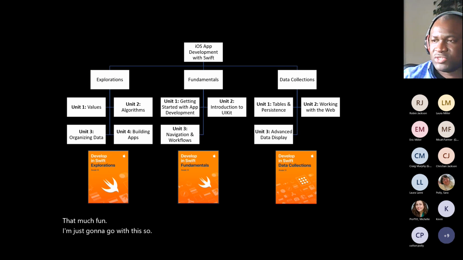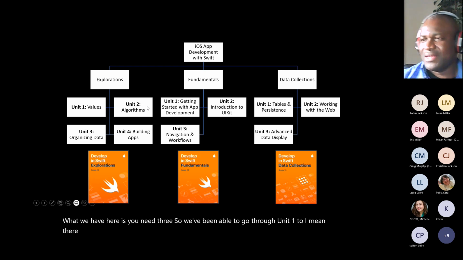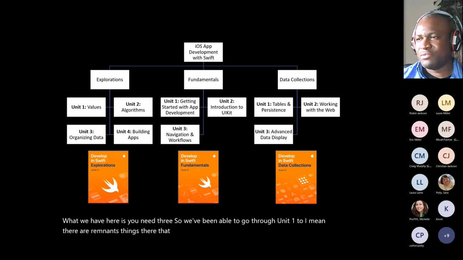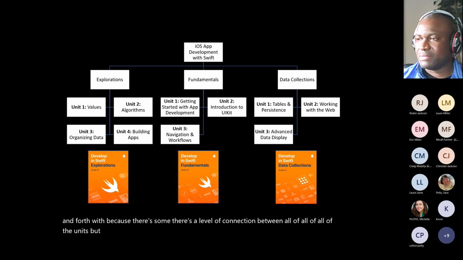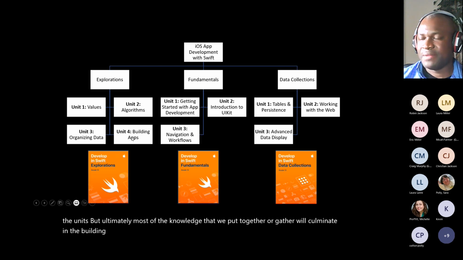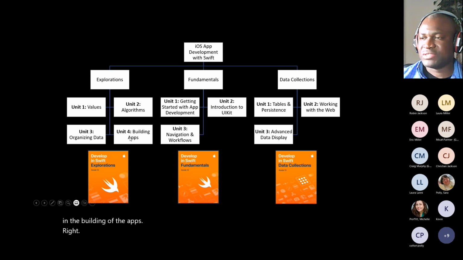So what we have here is unit 3. We've been able to go through units 1 and 2. There are remnants there that, like I mentioned, we're going to be going back and forth with, because there's a level of connection between all of the units. But ultimately, most of the knowledge that we gather will culminate in the building of the apps, right? So that's literally where we're headed. But we're going to be spending some time working on organizing data.